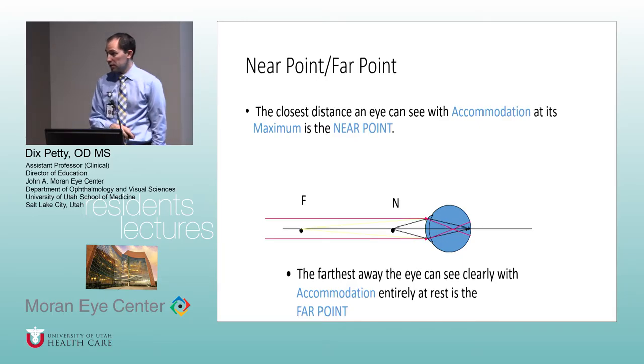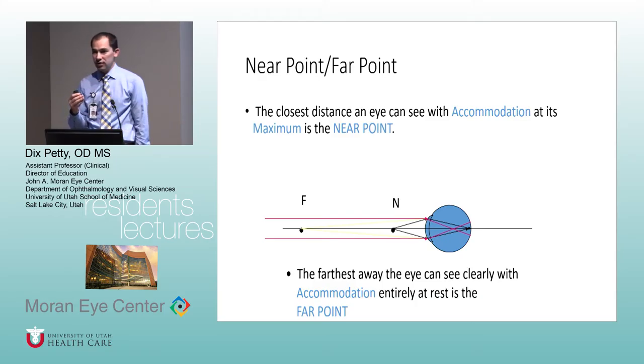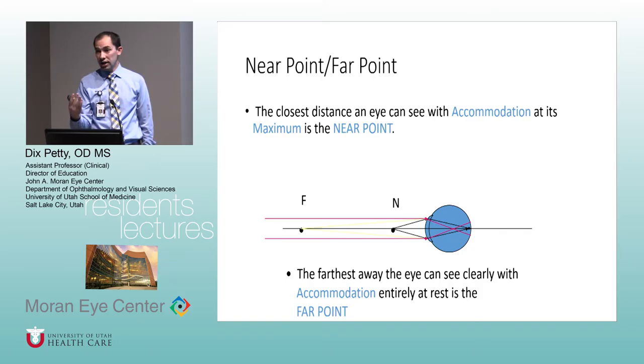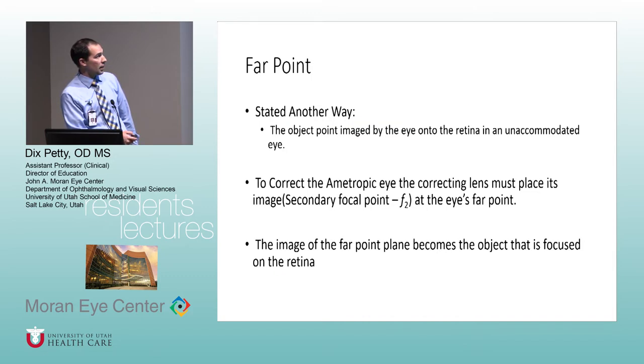So with a couple of diagrams, we'll demonstrate some of these. The far point is the farthest point away from the eye that they can see clearly without correction. The near point is, when they accommodate, the closest that they can see. The farthest away the eye can see clearly with accommodation entirely at rest is the far point, or an object point imaged by the eye onto the retina in an unaccommodated eye.